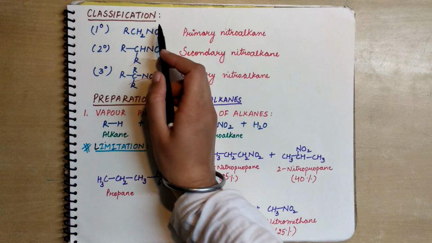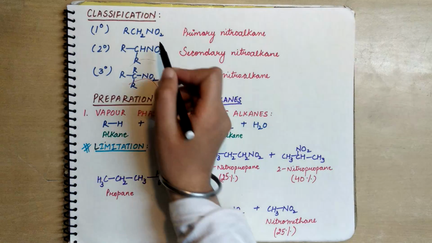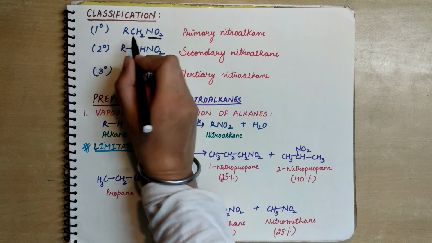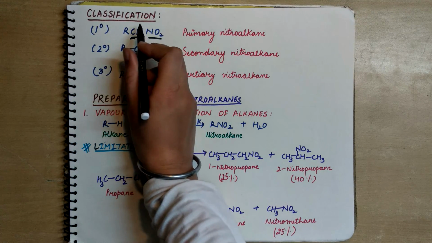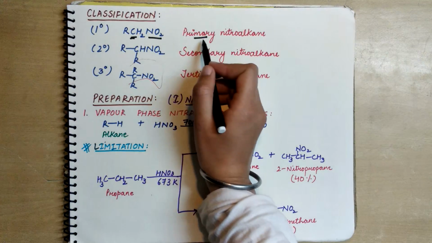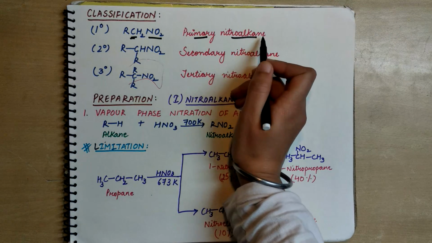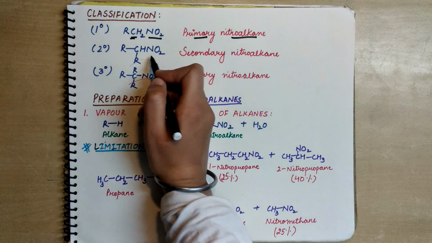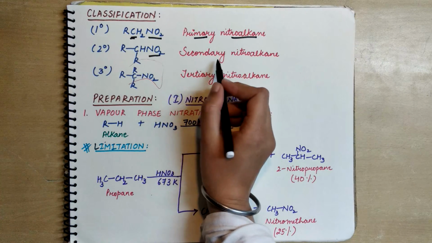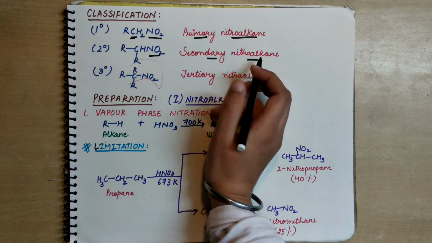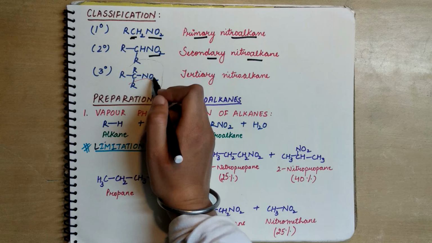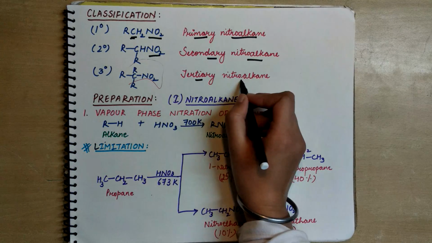Then the classification of nitro compounds. Firstly, RCH2NO2. When the nitro group is attached to a carbon which is 1 degree, that is primary carbon, then the nitro compound is named as primary nitroalkane. When the carbon attached to the nitro group is secondary, that is 2 degree carbon, then it is called secondary nitroalkane. If the carbon, to which the nitro group is attached, is tertiary, then it is called tertiary nitroalkane.